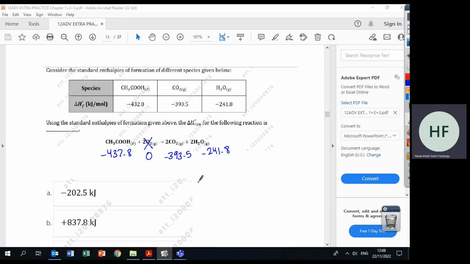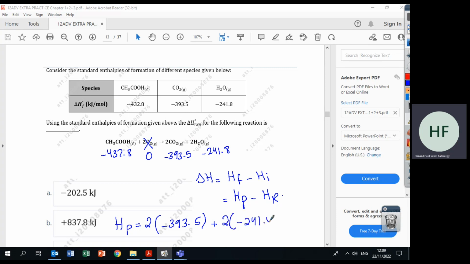Now how do I find delta H reaction? Delta H is equal to H final minus H initial. The final is the products and the initial is the reactants. Now let's find the heat of products. These two are the products, okay? Be careful. CO2 should be multiplied by 2. So 2 times minus 393.5 plus 2 times this 2 minus 241.8.